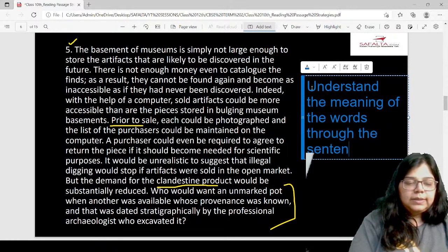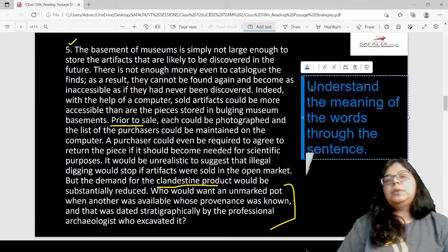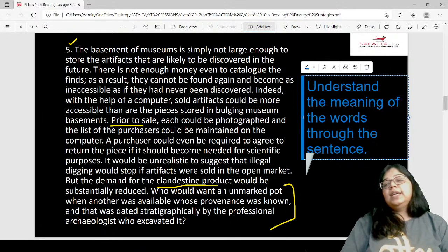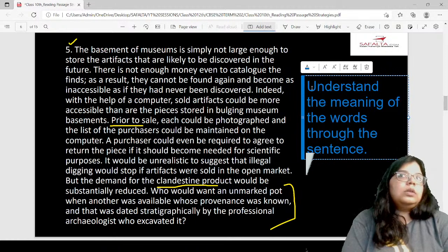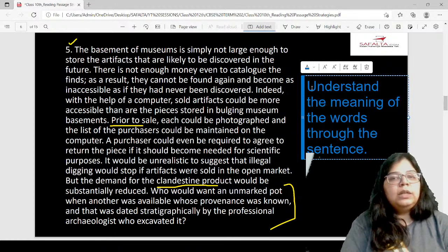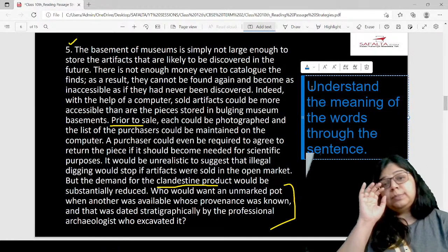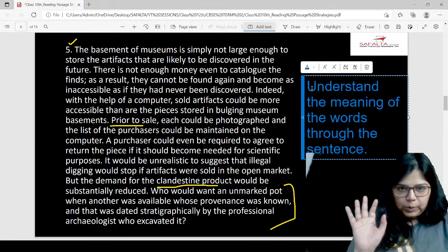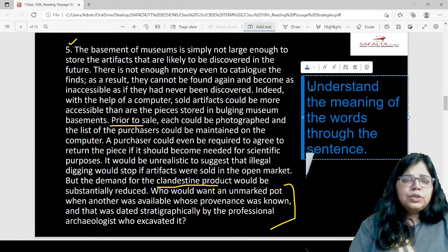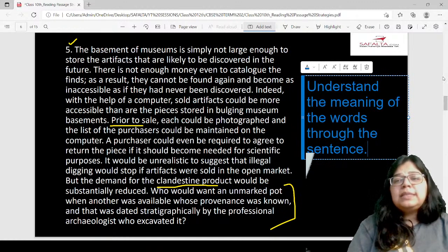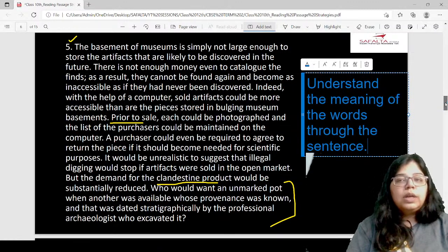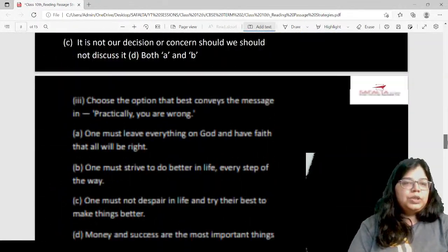Understand the meaning of the words through the sentence. That is the quickest way to understand the meaning of the words. Now you see, you may not understand it 100%, but you will understand it as much as needed to attempt that vocabulary question. Now I understood that here clandestine means something that is kept secret or not known. Now let's see how I will attempt the question.